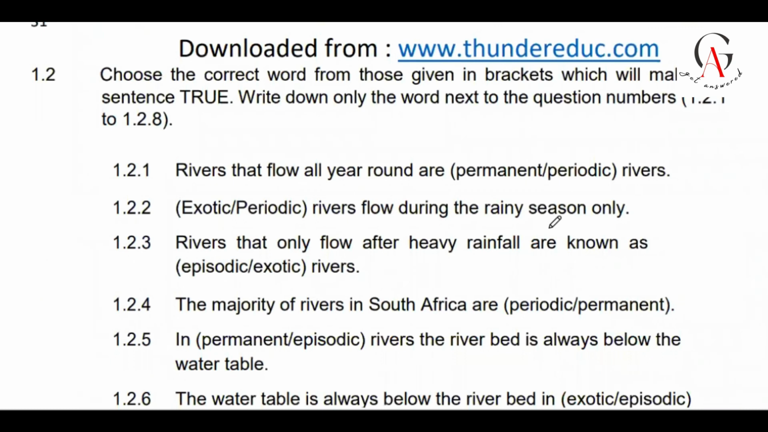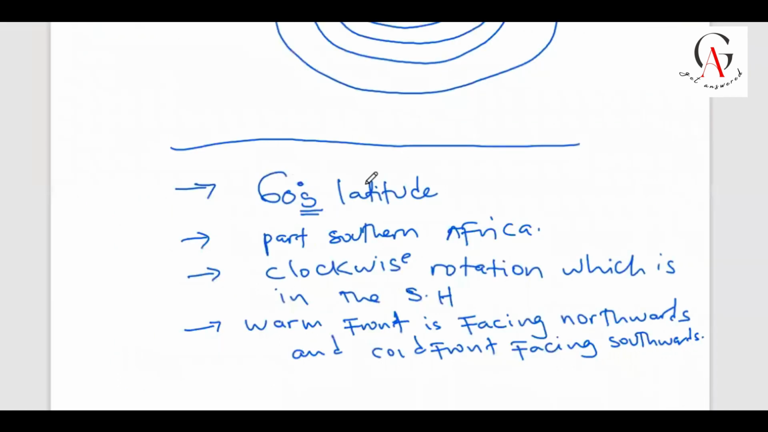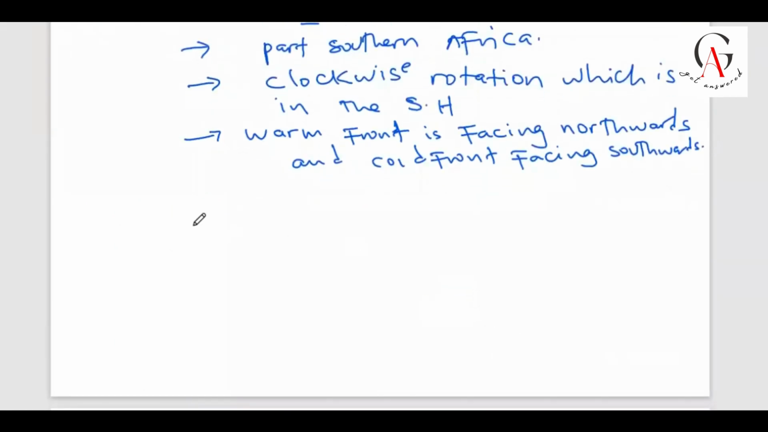All right, let's proceed to question 1.2. It says, choose the correct word from those given in brackets, which will make the sentence true. Write down only the word next to the question numbers 1.2.1 to 1.2.8. All right. Let's choose the page for this.